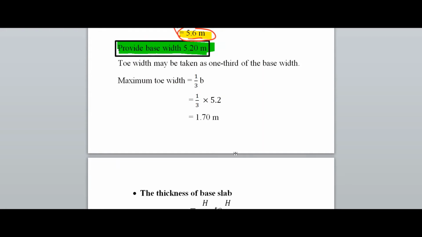Now we have to decide the toe width. Toe width may be taken as 1/3 of the base width. We provide 5.20 meter as the base width, so toe width is 1/3 of base width, which is 1/3 into 5.2. So the value is 0.7 meter. The maximum toe width is 0.7 meter.